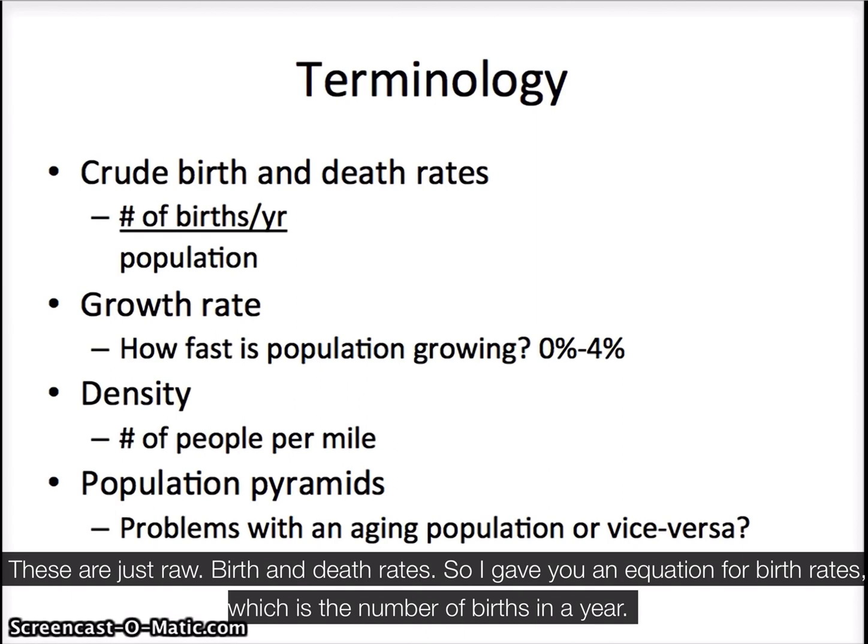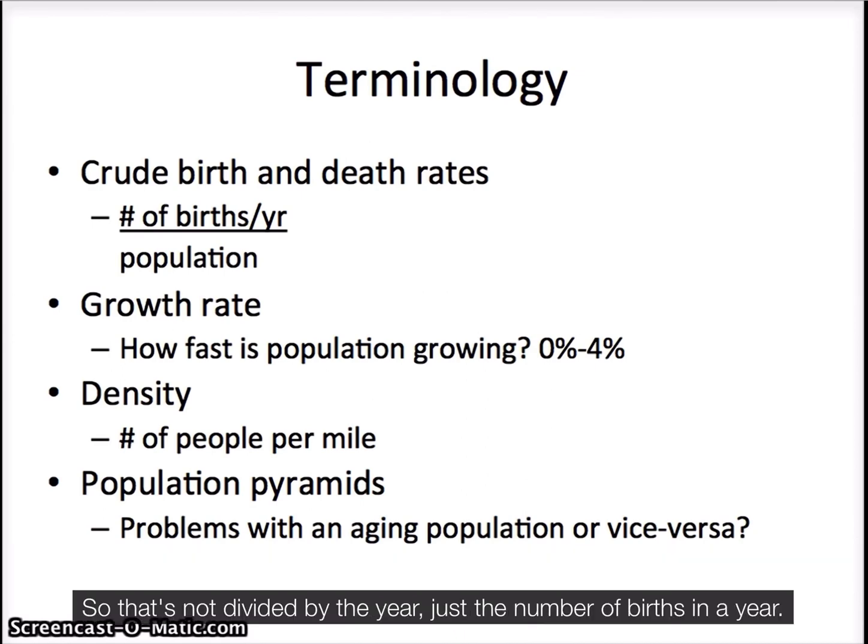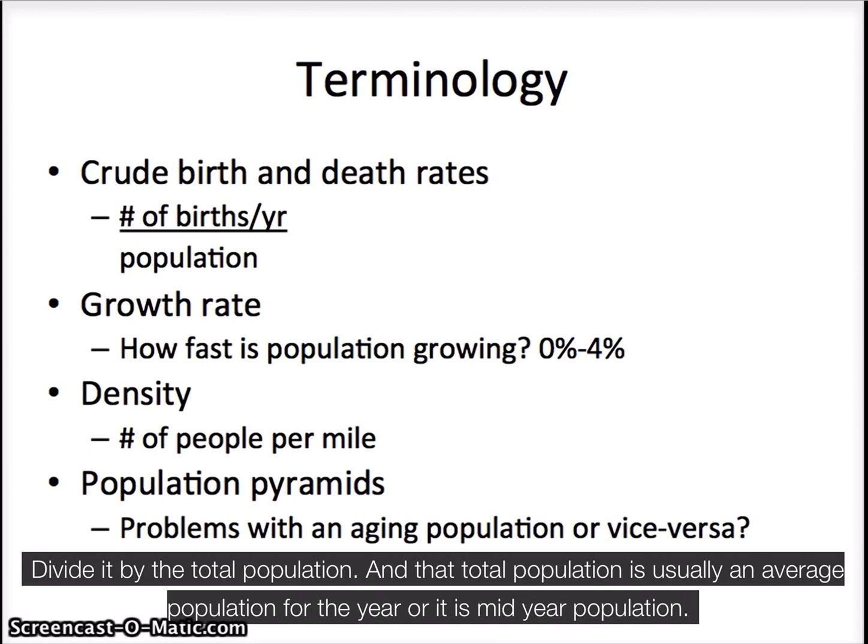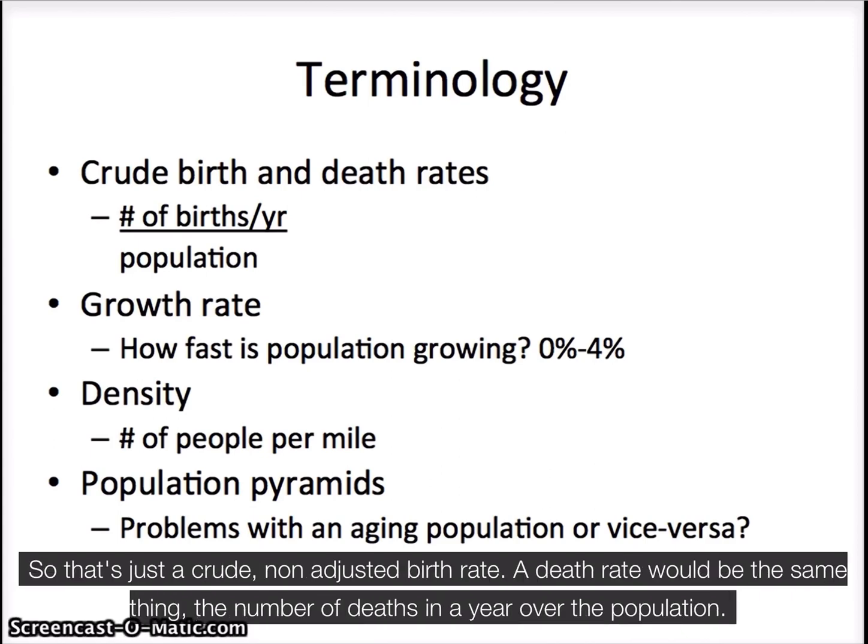So I gave you an equation for birth rates, which is the number of births in a year. So that's not divided by the year. It's just the number of births in a year divided by the total population. And that total population is usually an average population for the year, or it is mid-year population. So that's just a crude, non-adjusted birth rate. A death rate would be the same thing, the number of deaths in a year over the population.